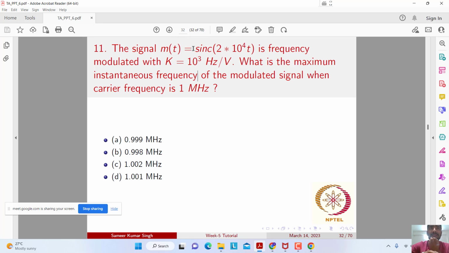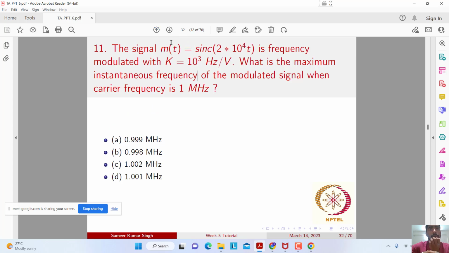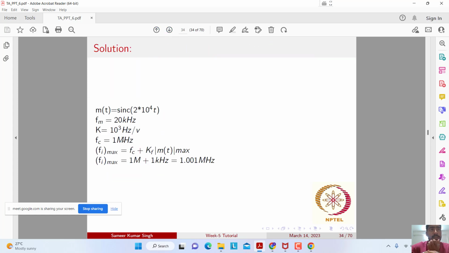Okay. I think it's a sinc. It's a sinc, that is the explanation. We have a sinc, just take the fm. fm will become 20 kilohertz. K is given 10 to power 3. That is also okay. We have carrier frequency 1 megahertz.